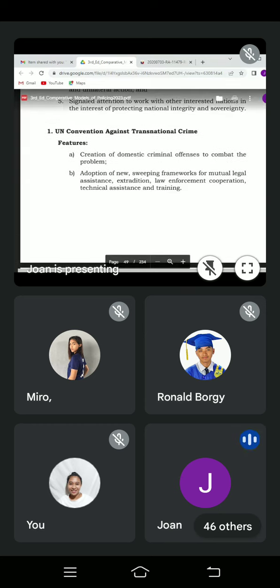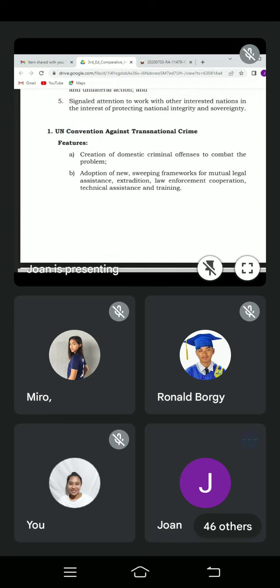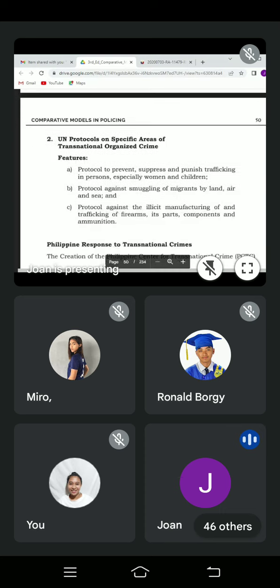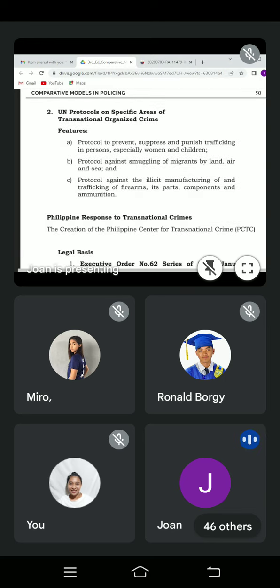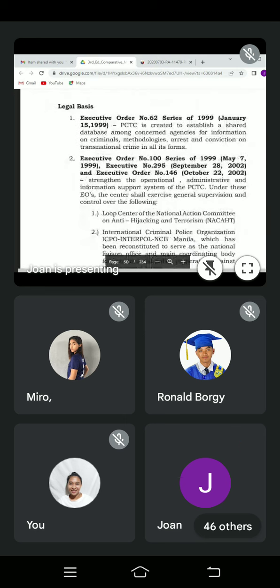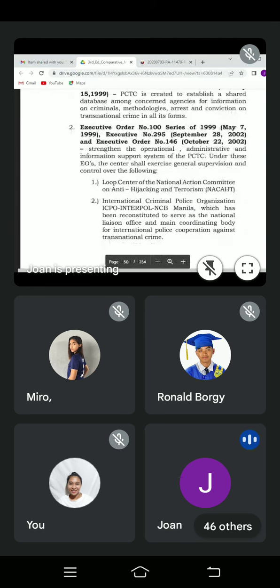And there is also the UN Convention Against Transnational Crime. This is just a convention, an agreement about transnational crime. But they only made conventions and protocols. The question now is, is it enforced? Is it in action? As far as we are concerned here in the Philippines, it's still our problem. Human trafficking is a big problem for us.